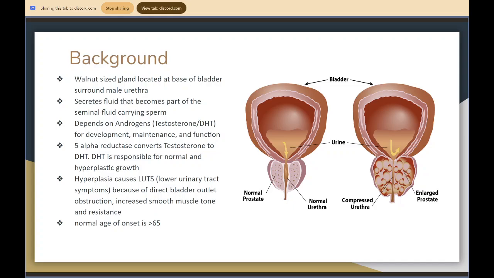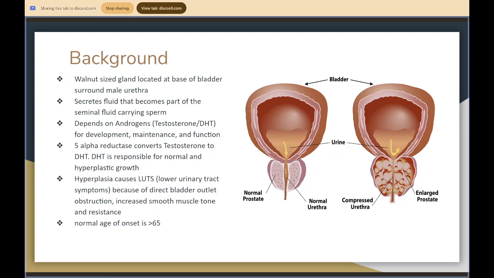The prostate is a walnut-sized gland located at the base of the bladder, and it surrounds the male urethra. On the left side of the graphic is a normal prostate and a normal urethra, the urethra being where the urine passes from the bladder to the external. On the right side, you'll see an enlarged prostate, and the urethra is compressed, and urine is unable to flow freely.